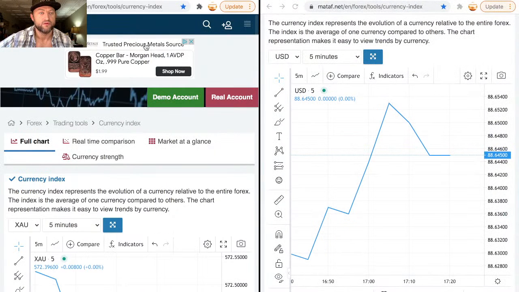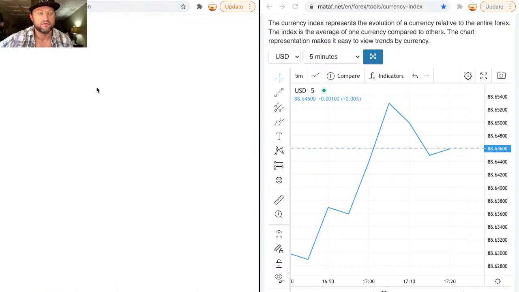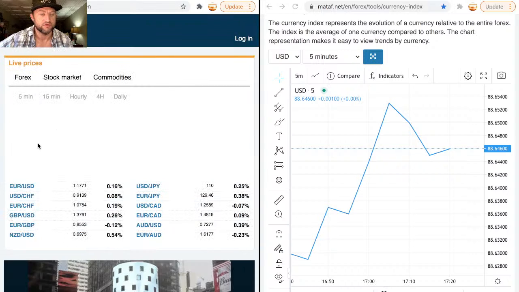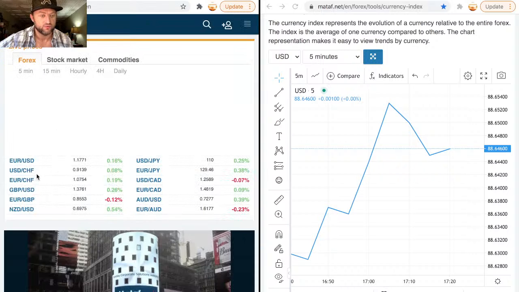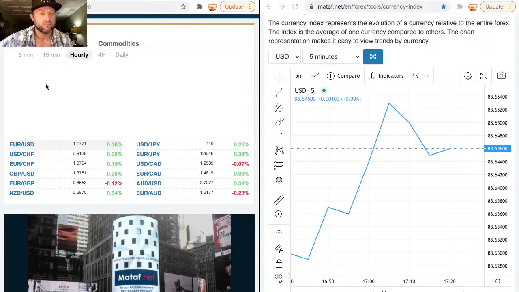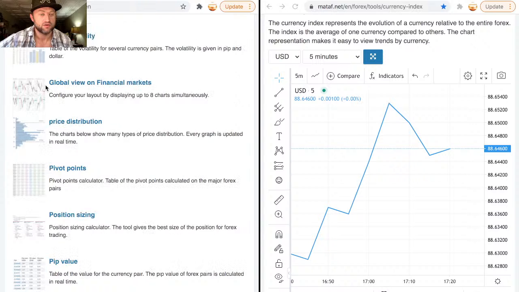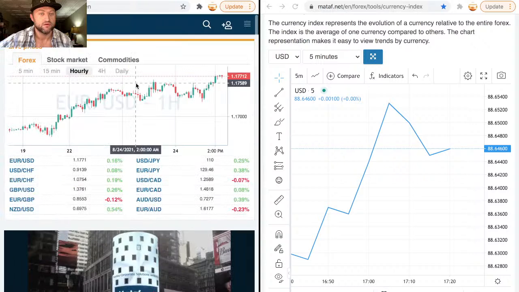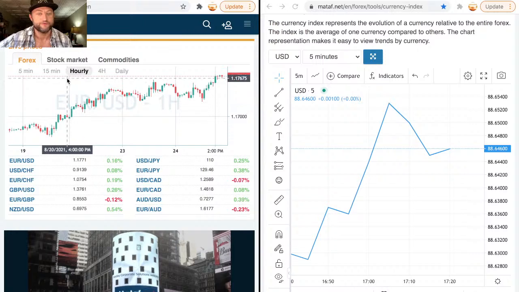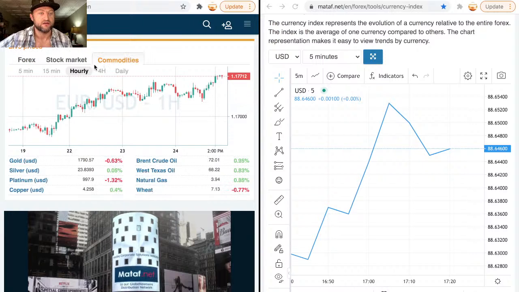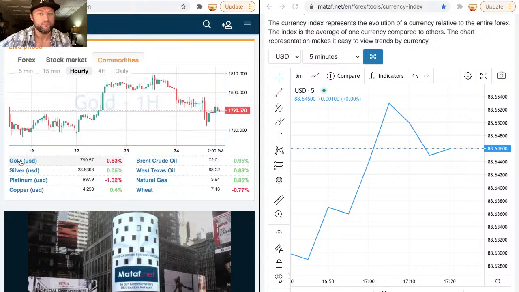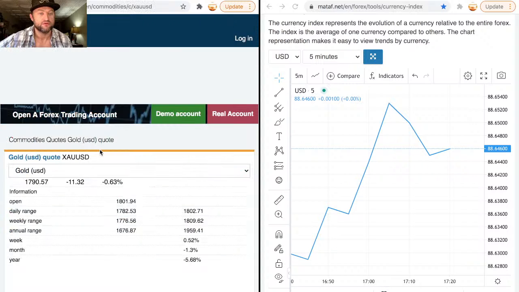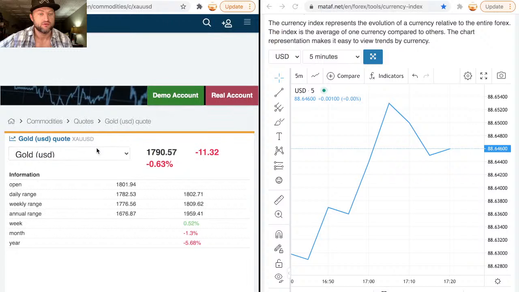So it's just this little website right here, mataf, and then find gold. I googled it or something, but yeah, that's basically what it is. It just has these little charts, commodities over here, gold. So you can go in here.